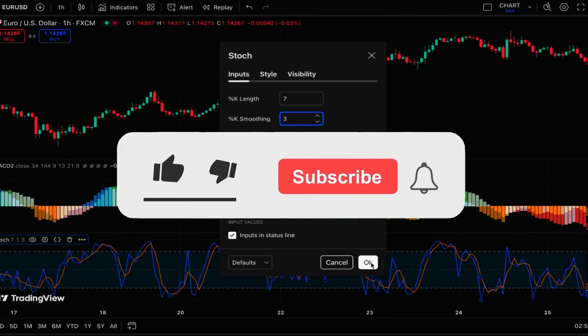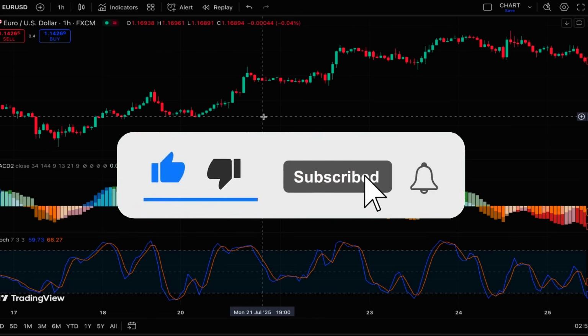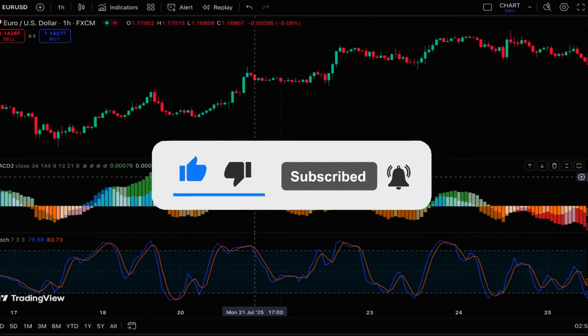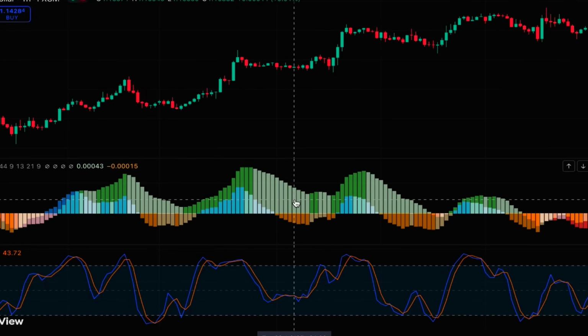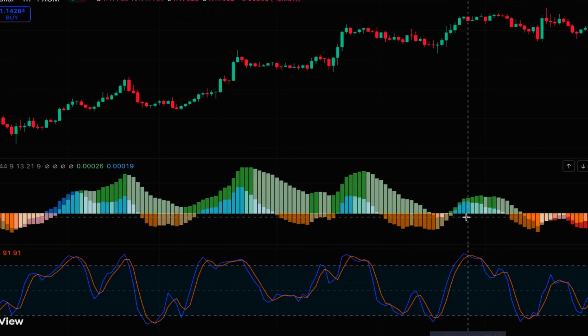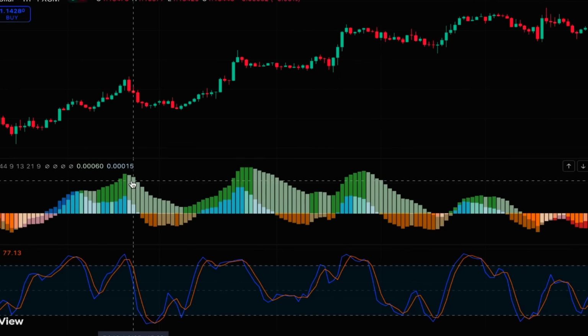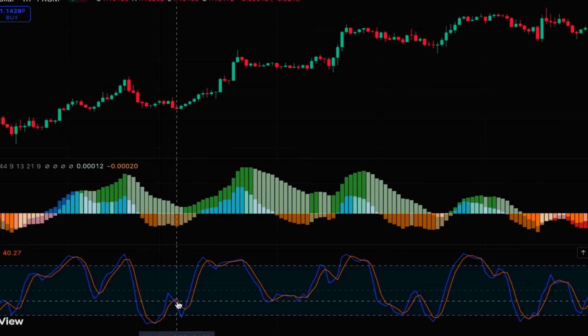Alright, everything is already set on the chart, and let's see how we trade based on this trading strategy. The longer MACD, which is in the back, is used for trend identification, and the shorter MACD, which is in the front and changes color between blue and orange, is used for identifying pullbacks within the trend. And the stochastic oscillator is used for identifying trade entries.